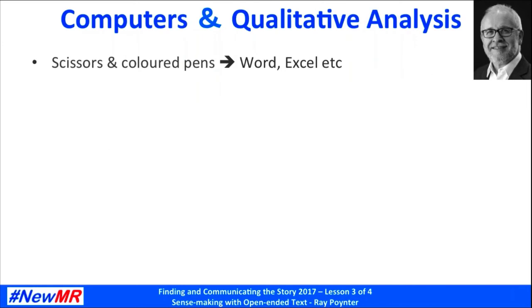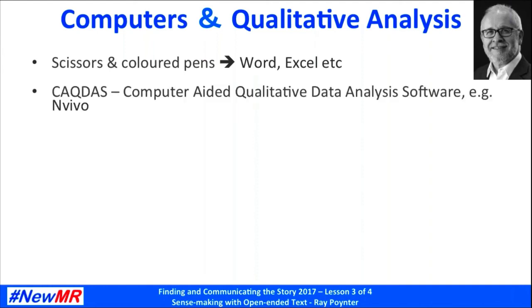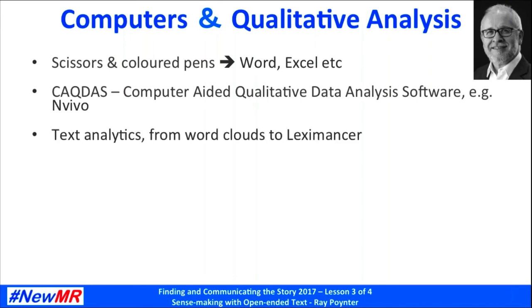Now, I mentioned computers a couple of times, and they're really important. When I started in research back in the 70s, the technology we used was scissors and colored pens. You'd photocopy the transcripts 4 times, and you'd cut them all up, and you'd use different colored pens. It sounds like it was more fun than it was. Now we tend to use things like Word and Excel for those tasks. But there's also computer-aided qualitative data analysis software. I'm going to show you some examples of that in a moment.